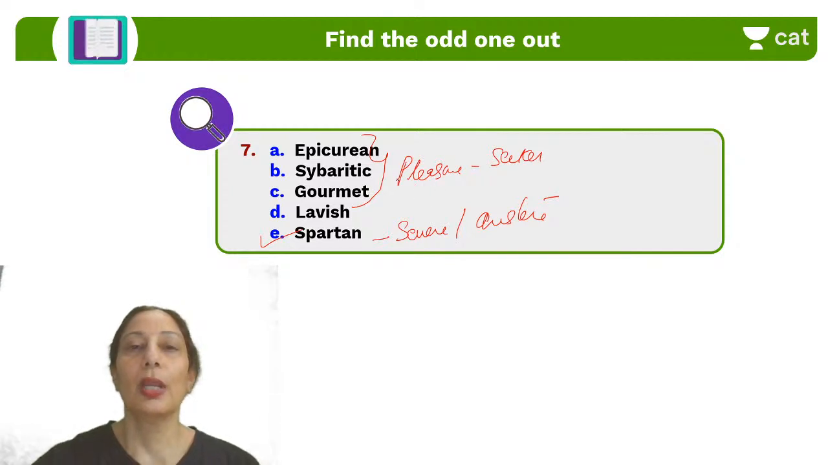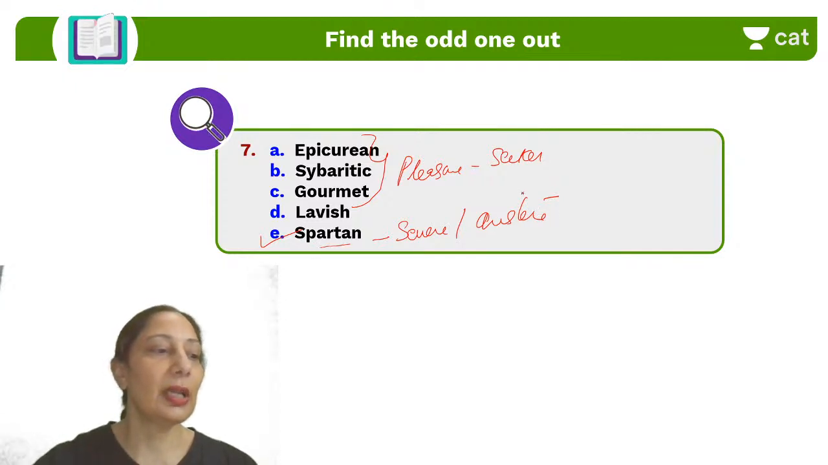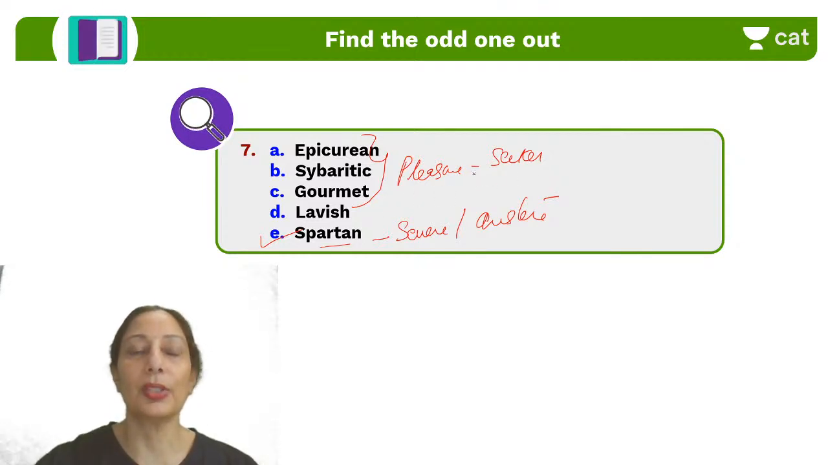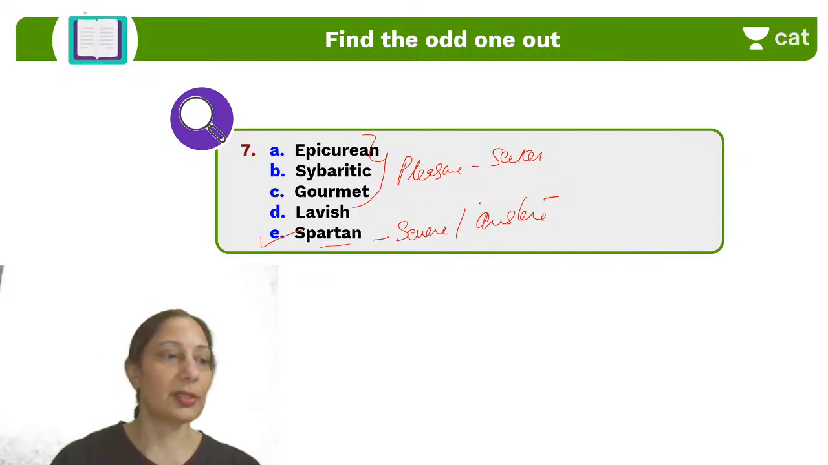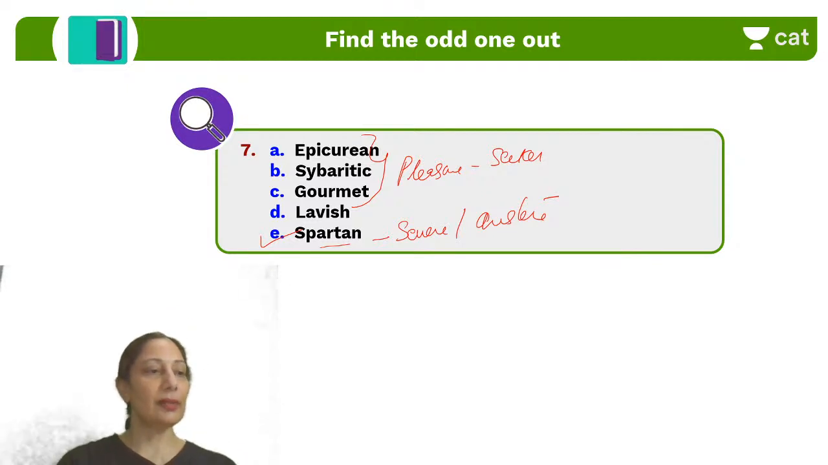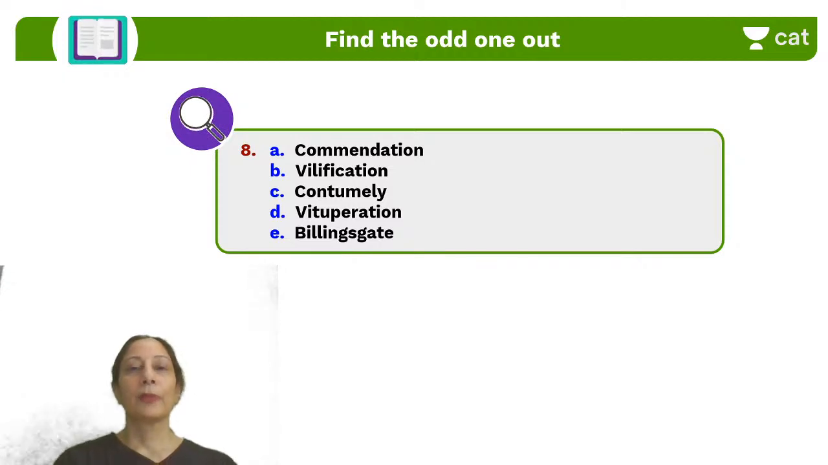He likes to indulge in food and drinking. Gourmet is a person fond of food. Lavish means extravagance. So therefore the odd man is Spartan, which means a severe, austere and difficult lifestyle. Yes, lavish is luxury. So all of them relate to the aspect of pleasure, while Spartan is severe and austere, guys. Right? Yes, lavish lifestyle. Correct, Abhishek. We'll go to the next question.